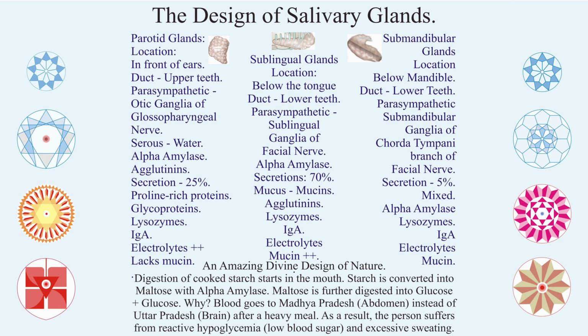Now come to the question of salivary glands. You have three: parotid, sublingual, and submandibular glands. We'll not go into detail, but I am making a statement at the bottom: an amazing divine design of nature. Suppose you have fasted and you want to eat food, the first thing is to take cooked starch, eat it in the mouth, digest it. Because cooked starch is converted into maltose, as I told, starch into maltose with alpha amylase. Maltose is further digested into glucose plus glucose, I have already shown.